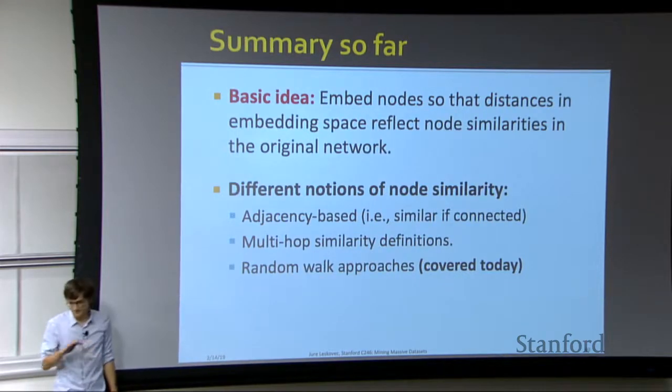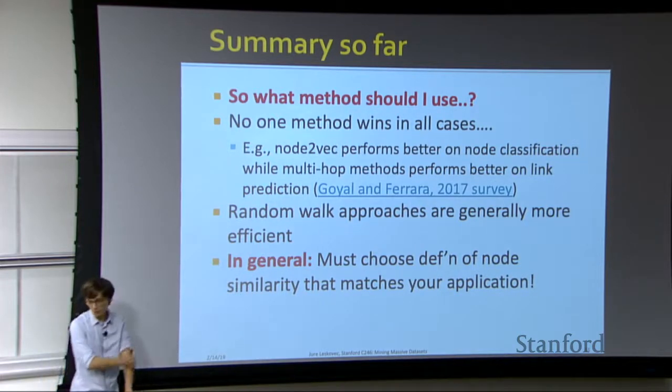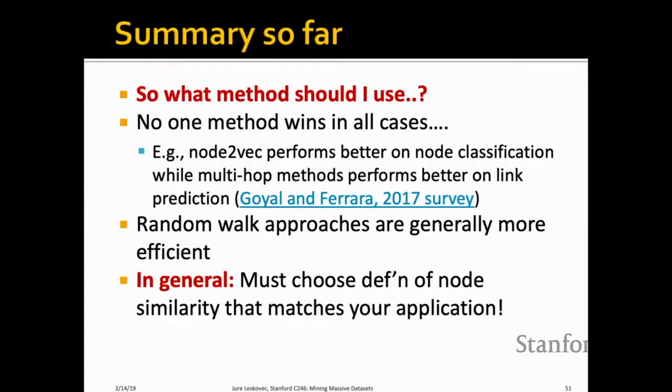Maybe this is all I say. So let's summarize the following. What should you do and what should you use? No method wins in all cases. Node2vec is generally better for node classification, while these multi-hop methods, especially DeepWalk that goes farther out, are better for link prediction. But random walk approaches are generally very efficient. And in general, you must choose the definition of node similarity that matches the application you are trying to do.